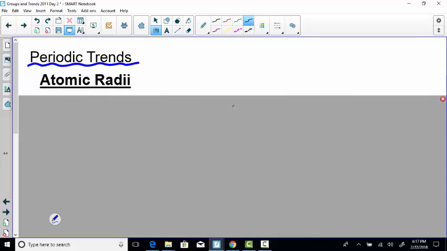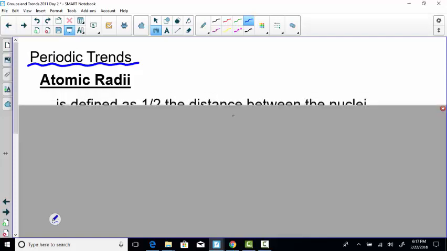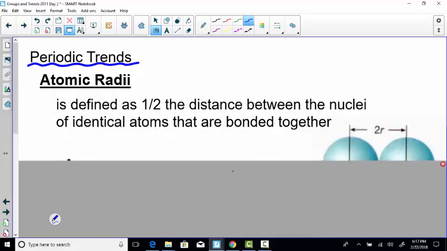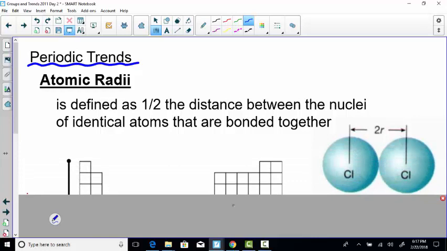Our first trend that we are going to look at is called atomic radii. And first of all, what we need is a definition for atomic radii, okay? And it's essentially right there for you, but it's defined as half the distance between the nuclei of identical atoms, okay? So right here, what we have are 2 identical chlorine atoms, okay?